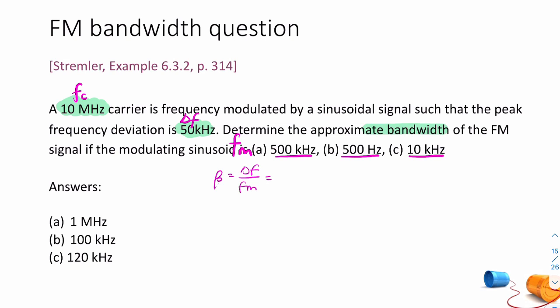So in this case, it would be 50K over 500K, which is 0.1. So we have narrowband FM, because beta is much less than 1. So your bandwidth will be twice FM, which is 2 times 500 kilohertz, which is 1000 kilohertz. So that's 1 megahertz.